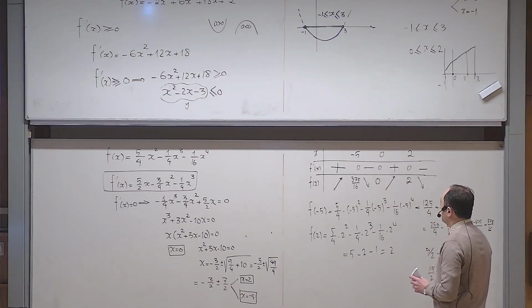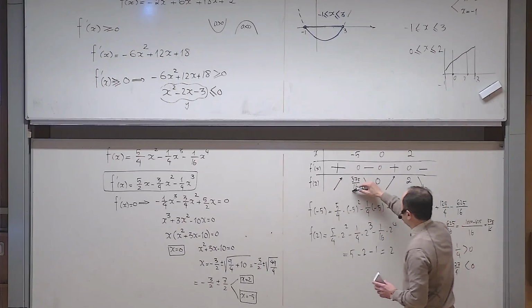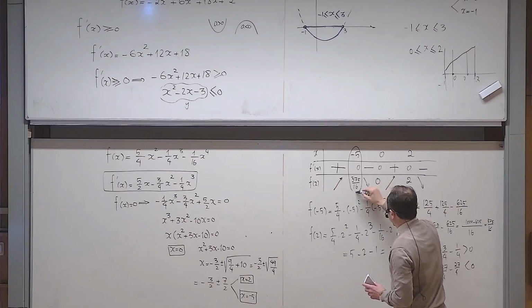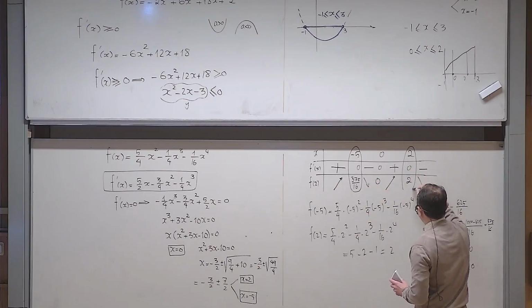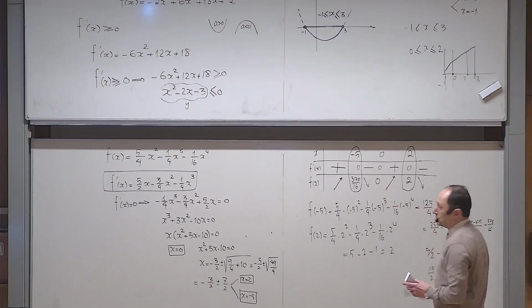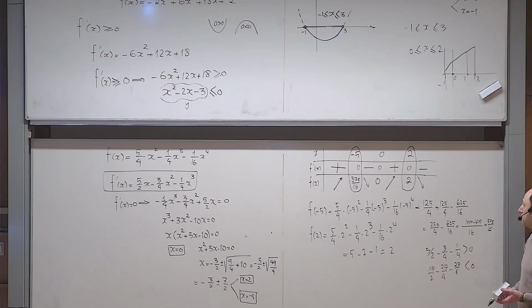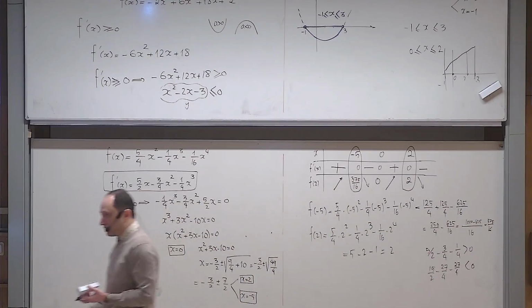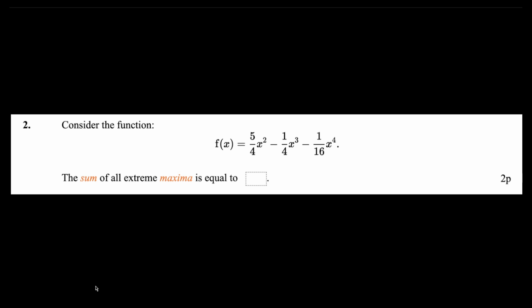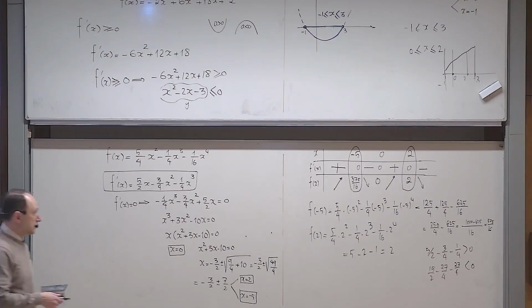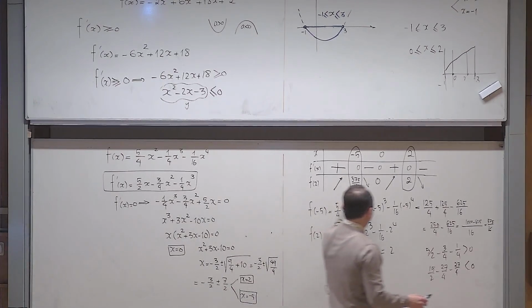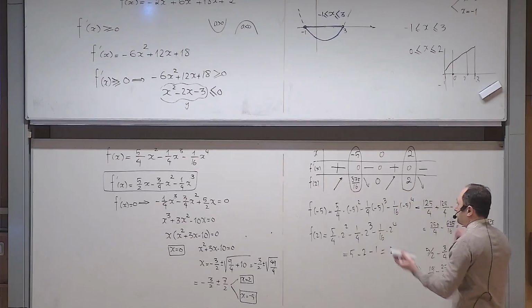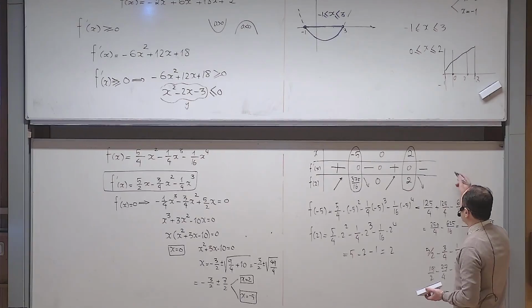But I have two maximum points. One of them is this one, and one of them is this one. This one is a minimum one. Okay? But what is wanted in the problem? The sum of all local, the word local I missed, the sum of all local extreme maxima. So what does it mean? It means the y coordinates of maximum points. So then I have to do that. So it is 375 over 16 plus 2.